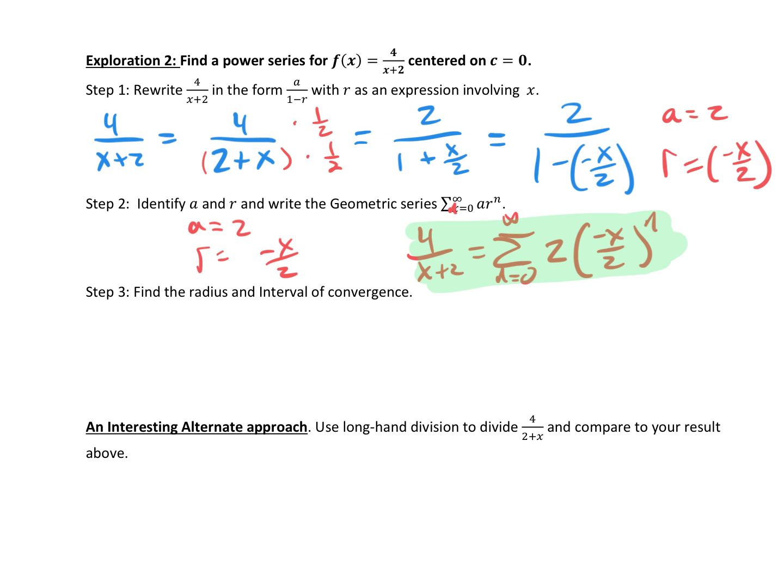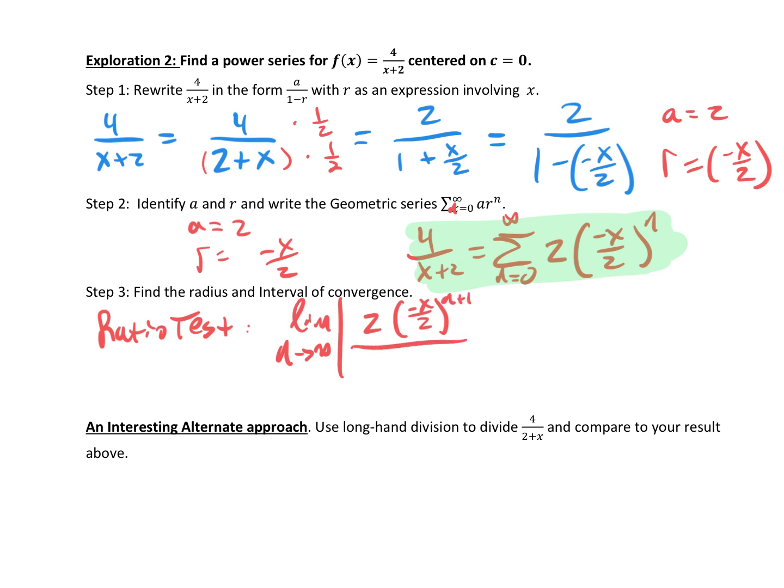So let's use our ratio test. So our ratio test says that we want to find the limit as n goes to infinity. We have the absolute value of the n plus 1 version, 2 times negative x over 2 to the n plus 1, all over the nth term, negative x over 2. Let's make that to the nth power there. Well, we have the same term here.